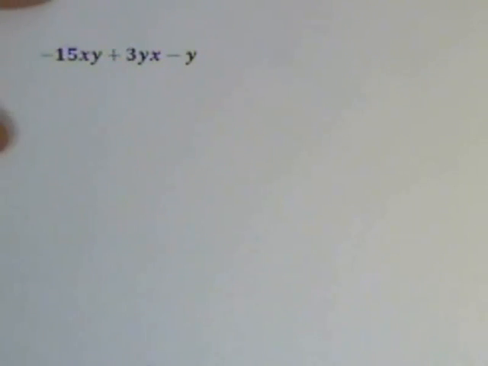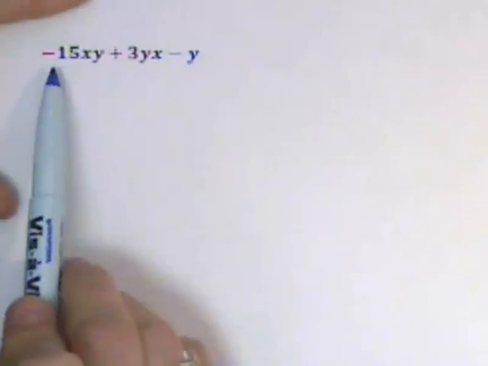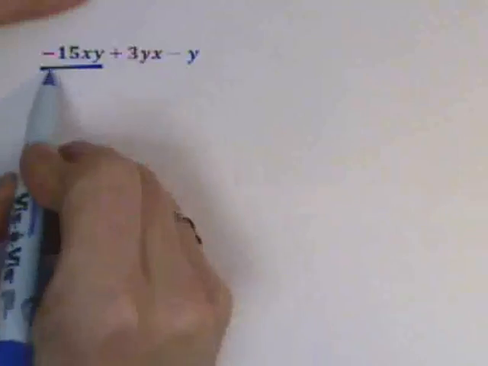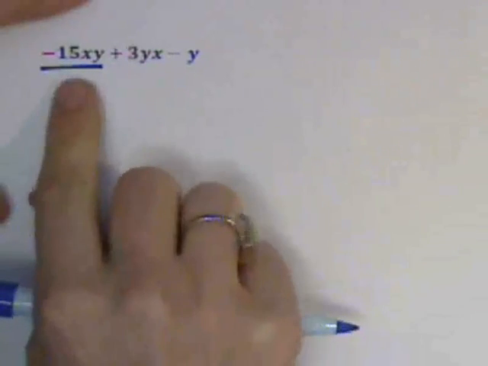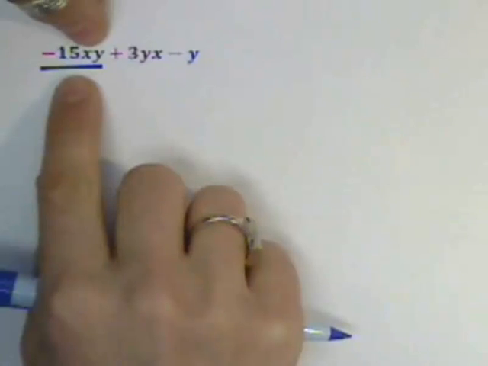Here's another example. It's kind of tricky, so I'll give you a second to look at it before I start working it. Noticing here that we have negative 15xy. The first thing you should ask yourself is, do I have a match for it? So I'm looking for something with an x to the first, a y to the first exactly. So same power, same letters.